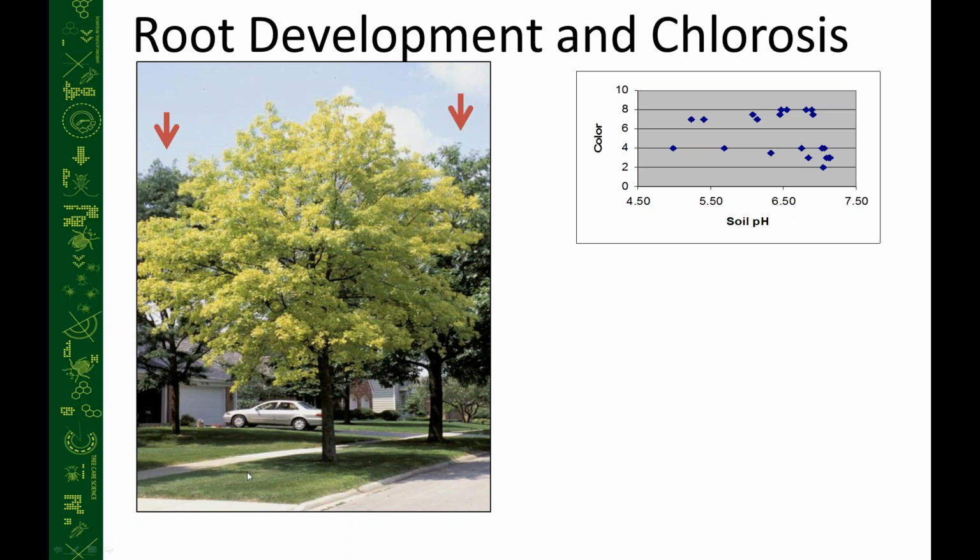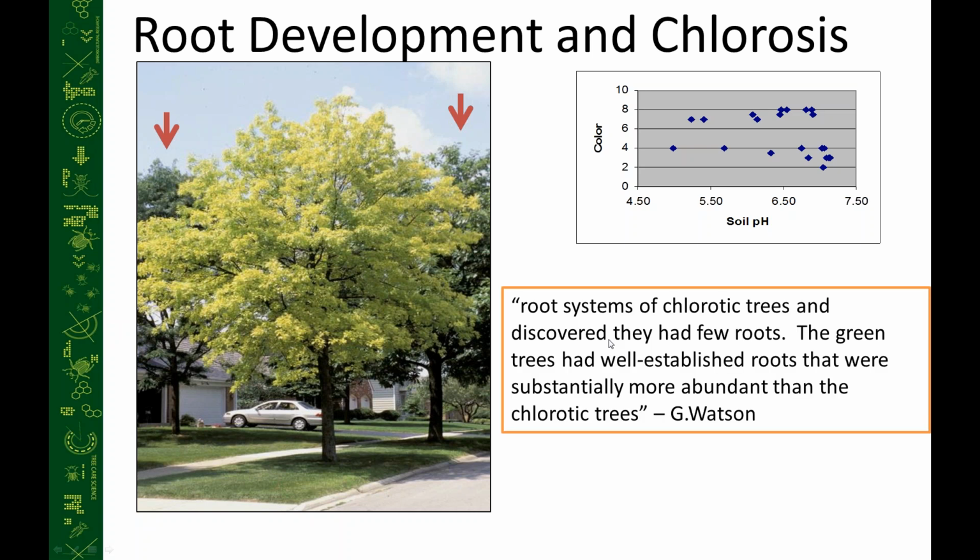We have its neighbor in the tree lawn is green, its neighbor in this yard is green. So why would that be? Some research from Dr. Watson up there at the Arboretum noticed that trees with a better developed root system are less likely to be chlorotic. So if you have a tree with a well-developed root system, even in a high pH soil, you have less chance of it being chlorotic.